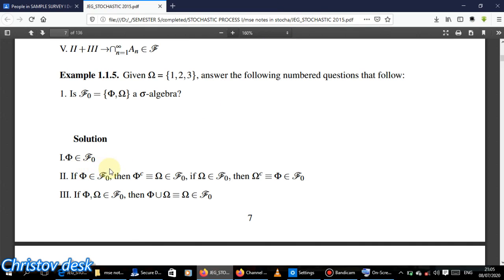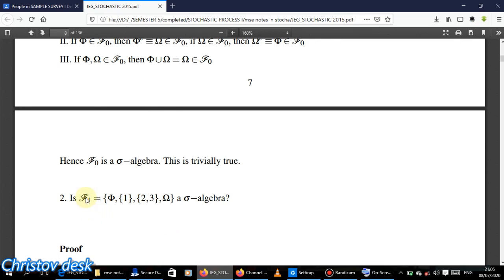It is a sigma algebra because the empty set is there, and the complement of the empty set is omega. If omega is in it, the complement of omega is the empty set, which is also in F naught. The union is omega, which is also in the set, and the intersection too is there. So we call this a sigma algebra, and it is trivially true. That's the trivial sigma algebra.